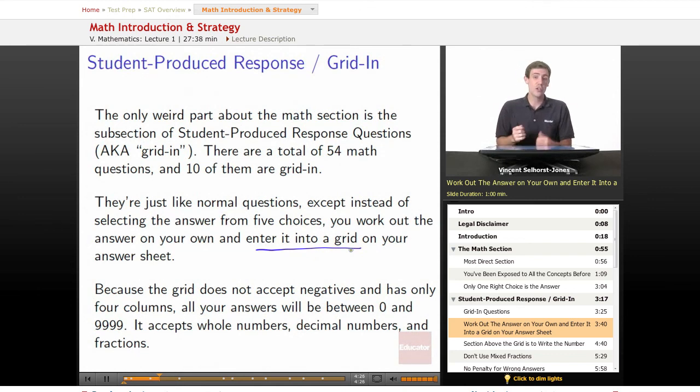Same sort of thing. So the grid won't accept negatives, and it only has 4 columns. So that means at the lowest, your number will be 0, and at the absolute maximum, it's going to be 9,999. The grid can accept whole numbers, decimal numbers, and fractions.